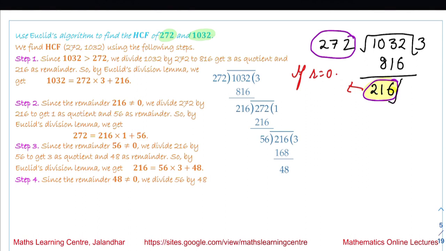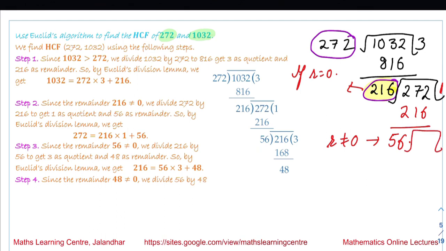We divide 272 by 216. When we divide these two values, we get 1 times 216, and the remainder is 56. Again the remainder is not equal to 0, so we divide 216 by 56. Now we get 3 times 56 is 168, and the remainder is 48. Again the remainder is not equal to 0.